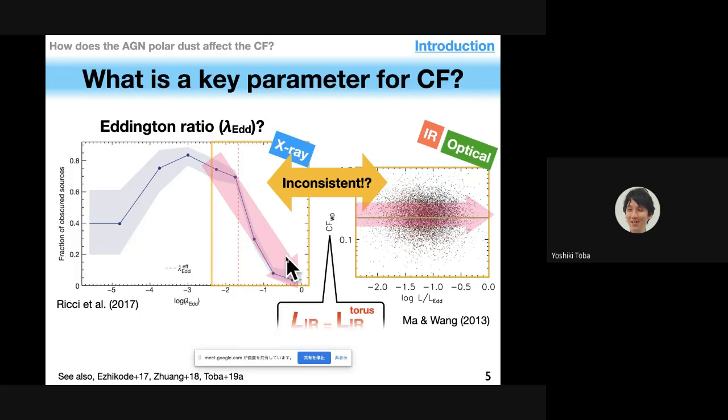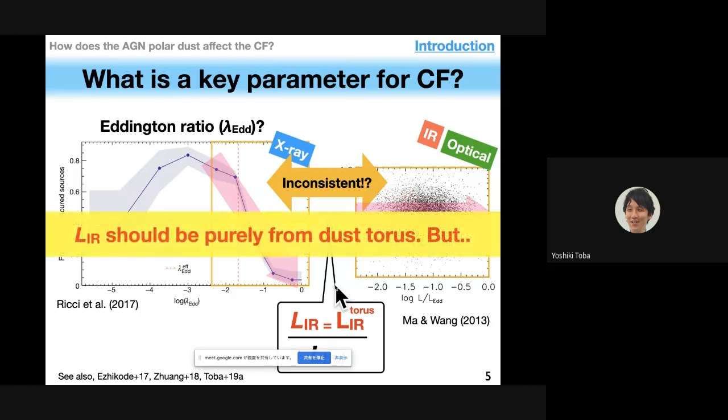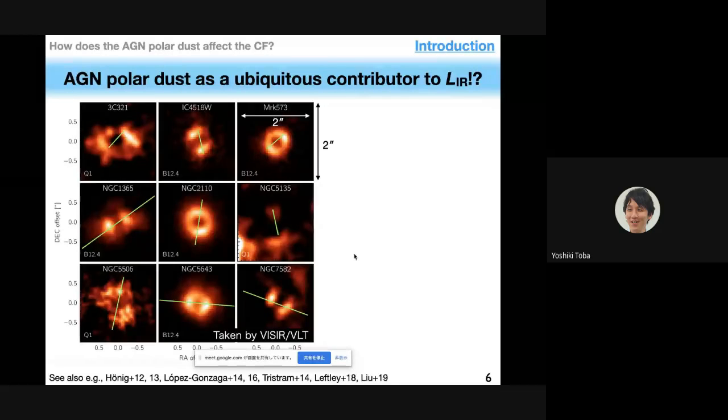One possibility is the uncertainty of infrared luminosity, because previous statistical works often used the luminosity ratio of infrared to bolometric as covering factor. Here, infrared luminosity should come only from the dusty torus, but in reality, infrared emission may be contaminated by other components, which I'll explain on the next slides. So this is polar dust.